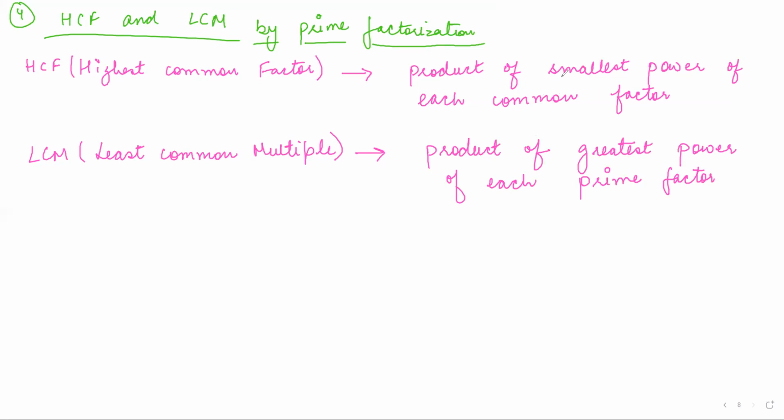Now, please note one thing, please underline. Here you have to take the smallest power and here you have to take the greatest power. Second thing, please note, here you have to take only common factors. Please make a box on it. Only the common factors you have to take. And here you have to take each factor, whether it is common or not common. Let's take one example.